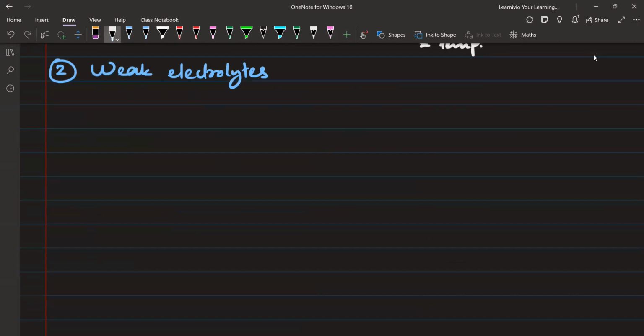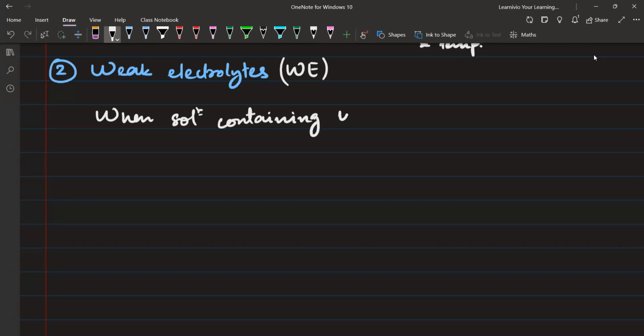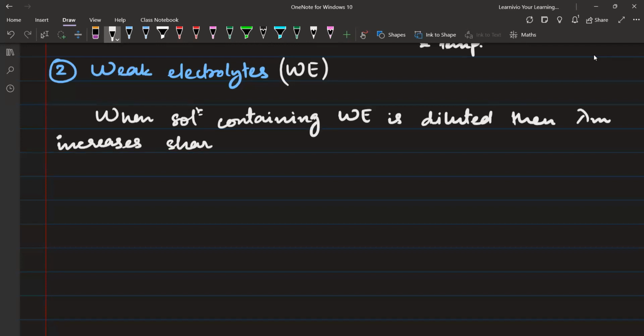When solution containing weak electrolyte is diluted, then lambda m increases sharply because weak electrolyte is only partially dissociated.